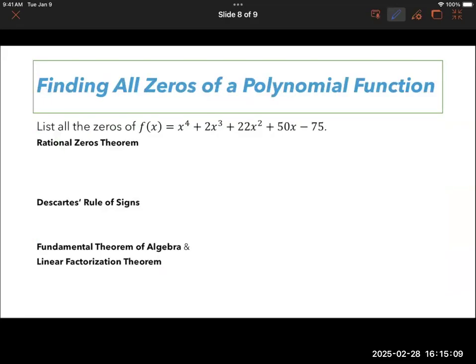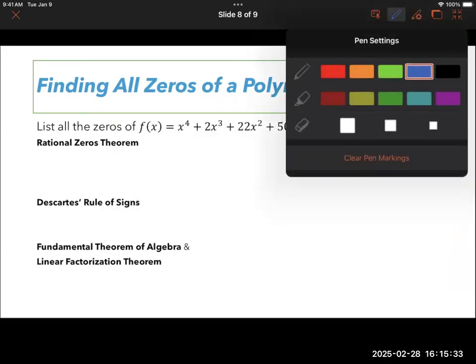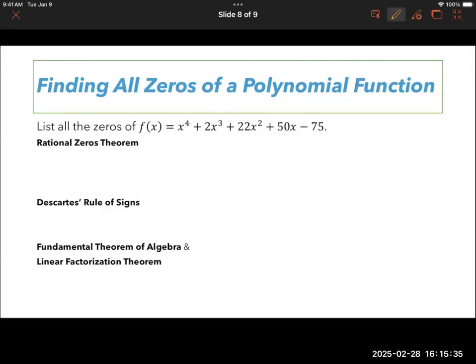All right, so we have the problem that says list all the zeros of the function x to the fourth plus 2x cubed plus 22x squared plus 50x minus 75. First thing we're going to do is use the rational zeros theorem to make our list of possible rational zeros. So that's the P and Q.